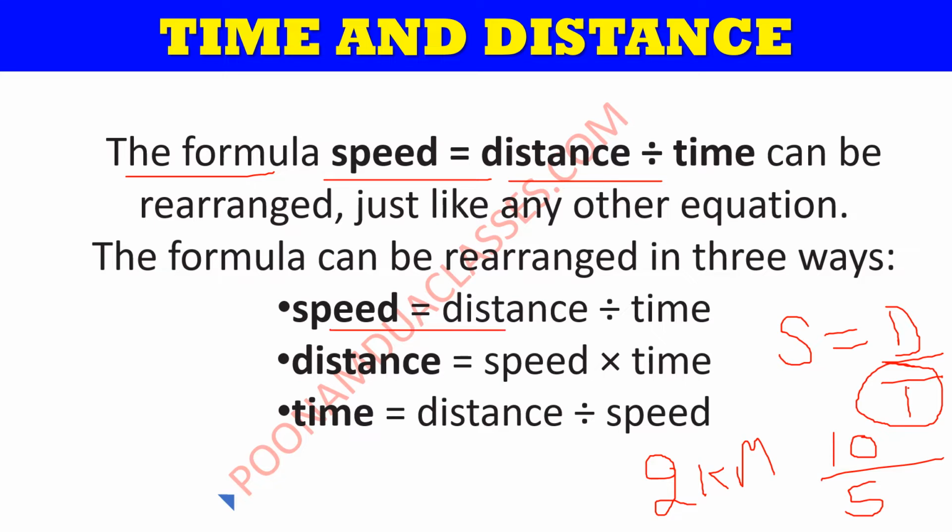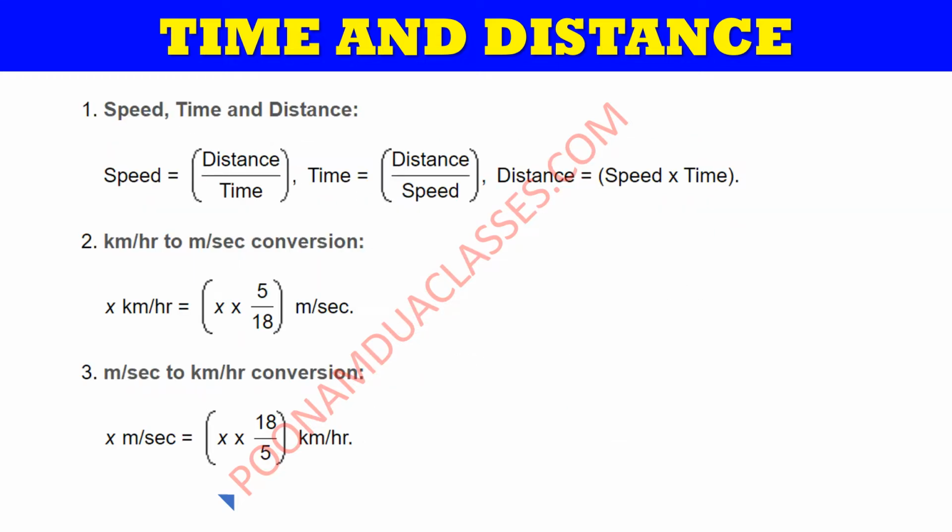The first and basic is speed is equal to distance upon time. Then you can convert distance is equal to speed multiplied by time, and time is equal to distance divided by speed. So this is the basic formula. Speed is equal to distance upon time. Time is equal to distance upon speed. Distance is equal to speed into time. Speed multiplied by time. Now let us see the formula of conversion of kilometer per hour to meter per second.